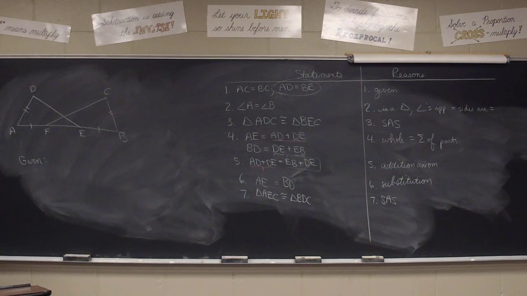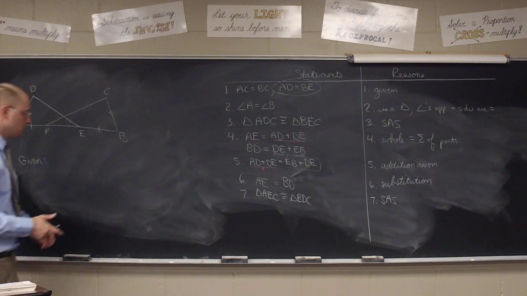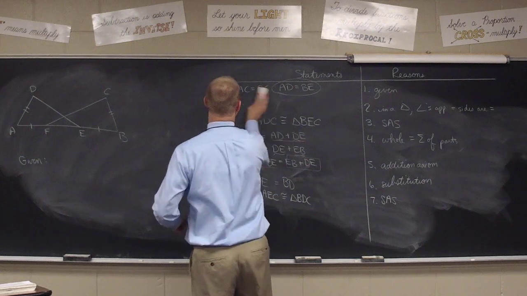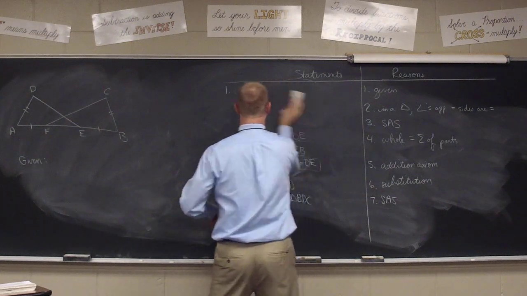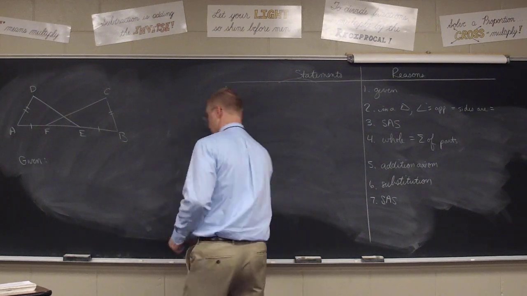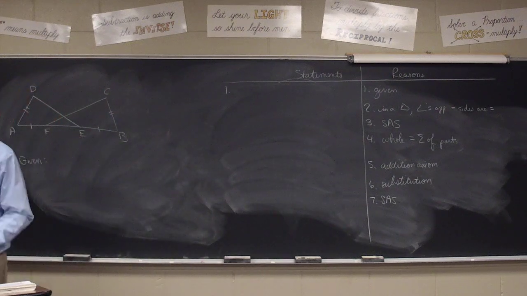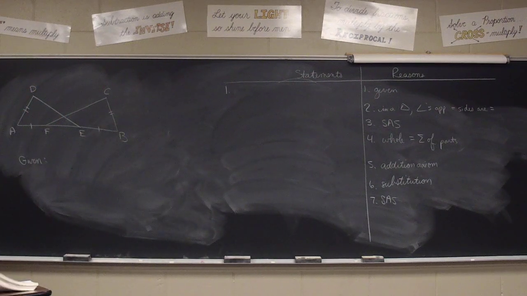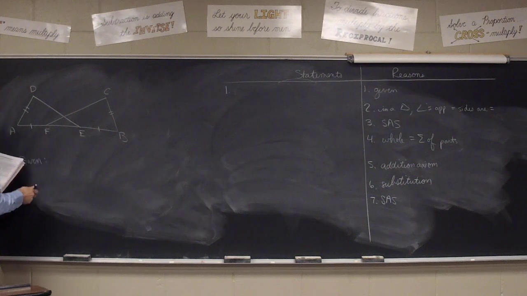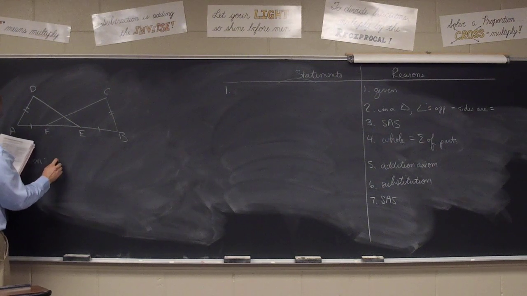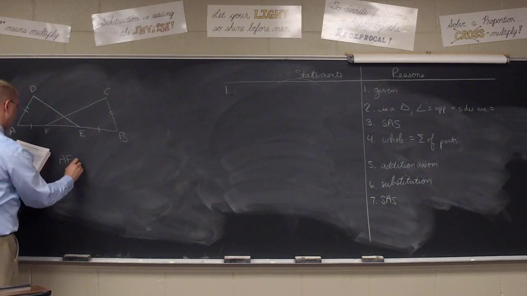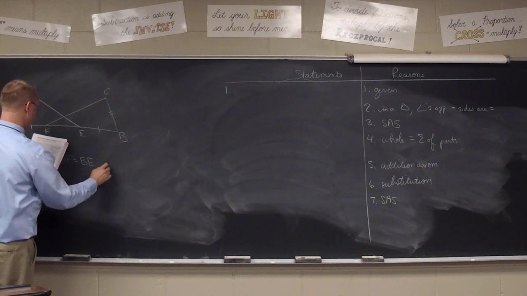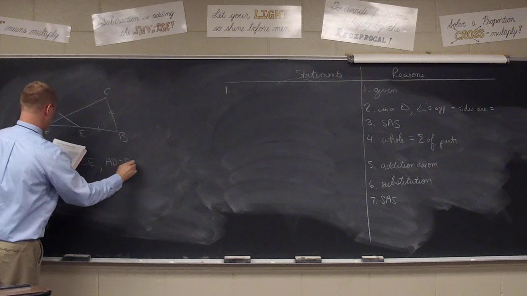What will I put in the given? Reckon? AF equals BE, and AD equals BC, and DE equals CF. Good. Where it says if, that's what we're putting in.